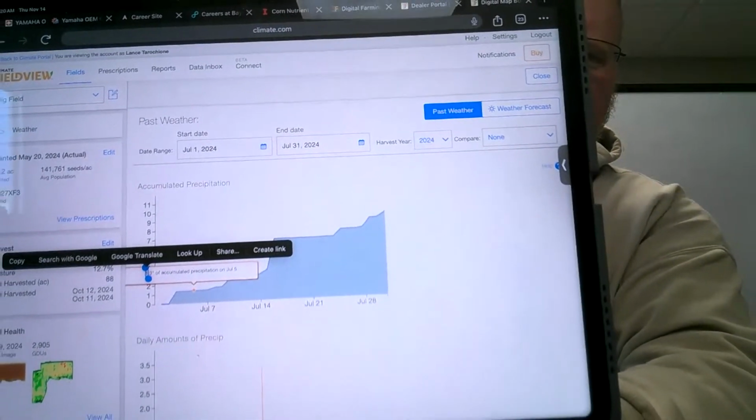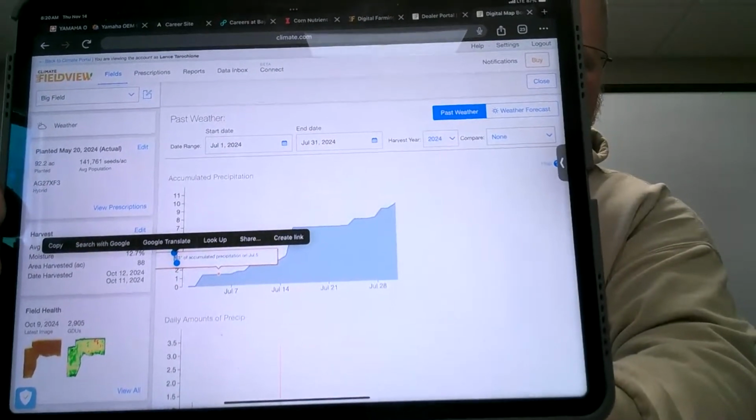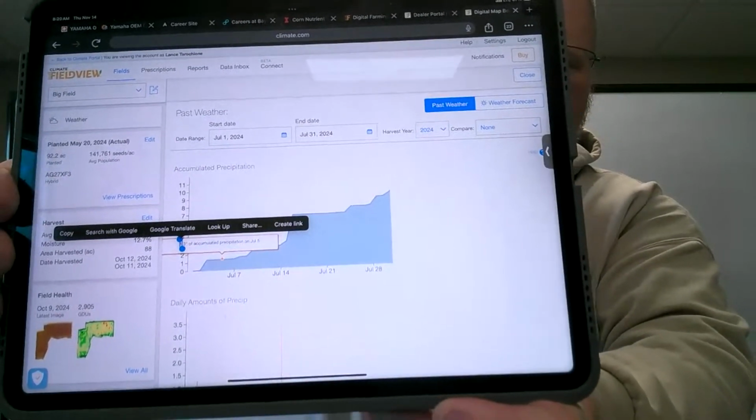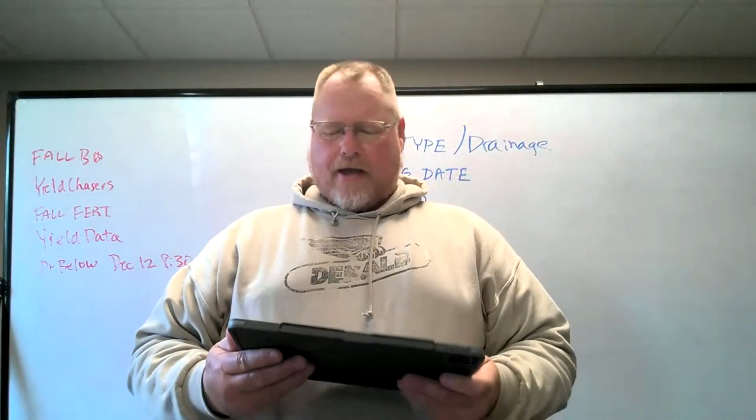And you can actually see how much rain you got in each event. You can see how many rainfall events you had. You can see how much rain you got in each one. You can see what your monthly total was. You can see what your daily total was. It's all in there.